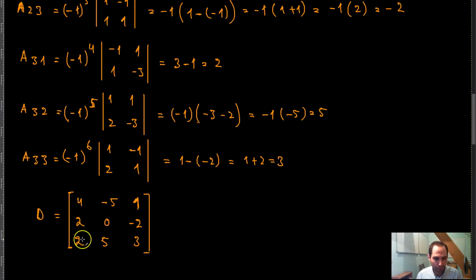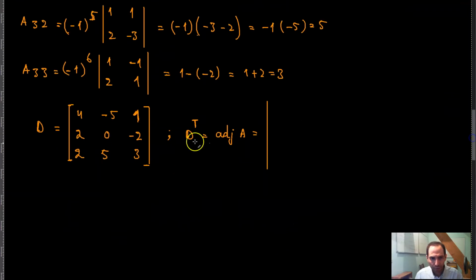And so if you now take the transpose of this matrix, which is D transpose, you would get the adjoint of A. That would be adjoint A, which is equal to this matrix: 4, negative 5, and 1, 2, 0, and negative 2, and 2, 5, and 3. So this is adjoint A.